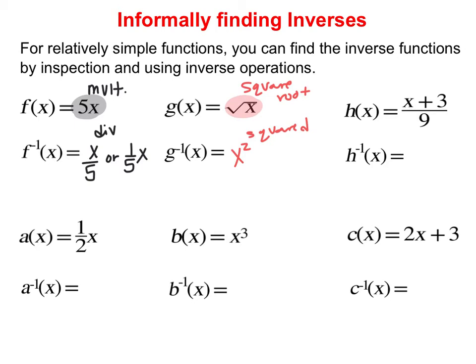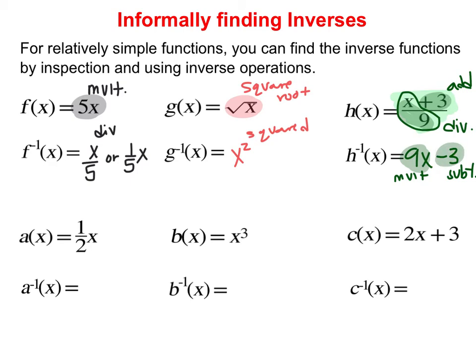Now letter H, we have two things going on. This one is a little bit, I don't want to say more complicated, but we have divided by 9. So we have division and we have addition. We need to do the inverse of both. So we're going to change this x divided by 9 into 9x, changing from division to multiplication. And then we're going to change the plus 3 to a minus 3, so to subtraction. So we changed the division to multiplication and the addition to subtraction.